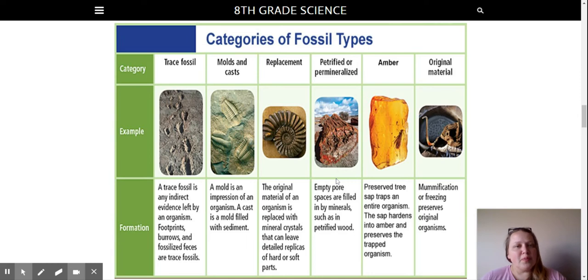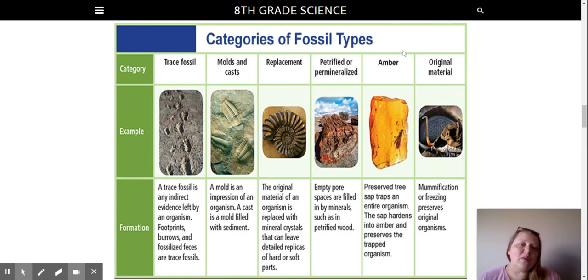Petrified, or permineralization. You learned about this in a previous video. Petrified, think of petrified wood. Okay, empty pore spaces are filled in by minerals such as petrified wood. Okay, so the wood has been mineralized.